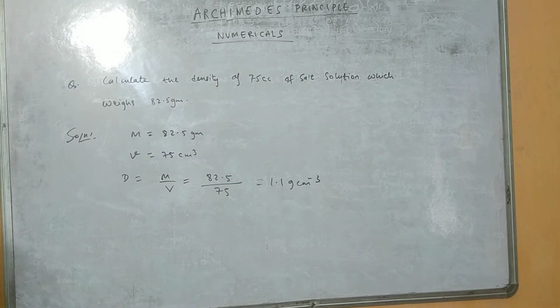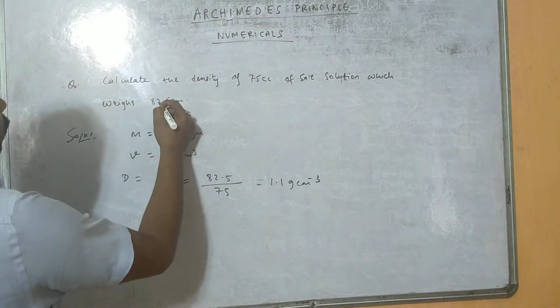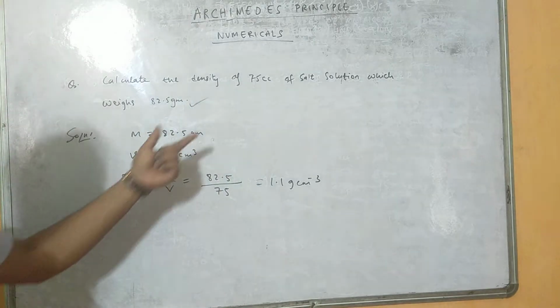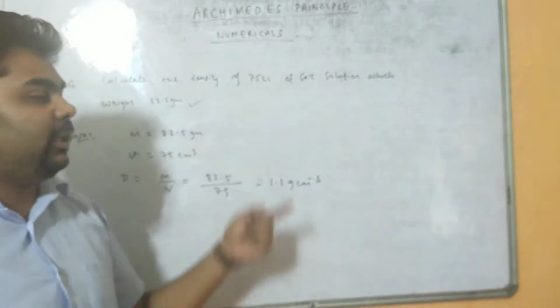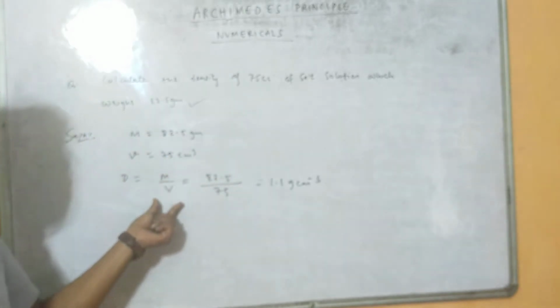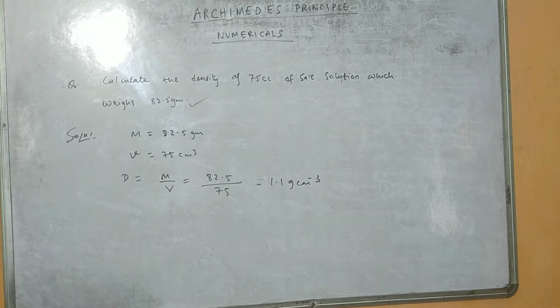Calculate the density of 75 centimeter cube of salt solution which weighs 82.5 gram. So mass is given as 82.5, and cc means centimeter cube, that means 75 centimeter cube is the volume. By dividing mass by volume we will get the required answer, that is 1.1 gram per centimeter cube.